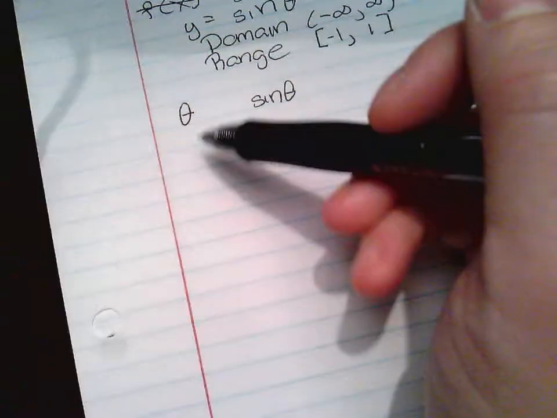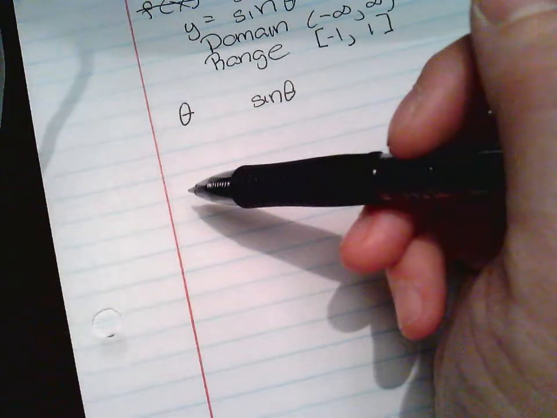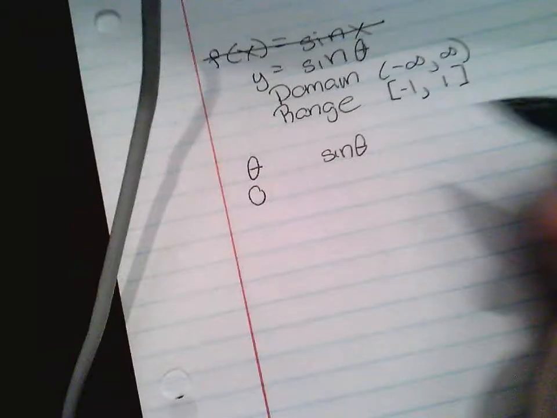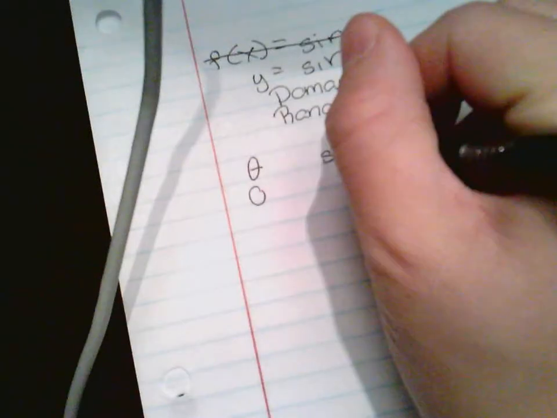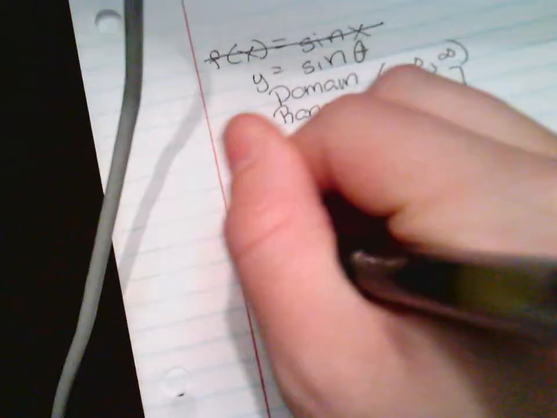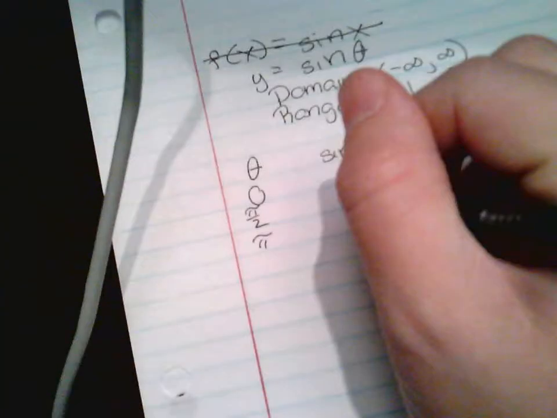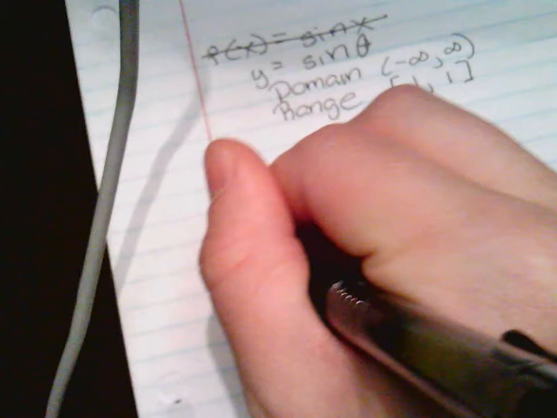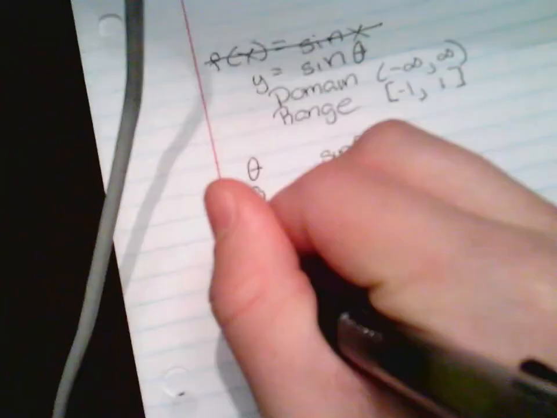So we're going to do just going around the four corners, as we see here. We're going to start at 0. Sine of 0 is 0. Pi over 2, sine of pi over 2 is 1. Sine of pi is 0. Sine of 3 pi over 2 is negative 1. And sine of 2 pi is 0. So these are your 5 key points. Let's go ahead and graph it over here.